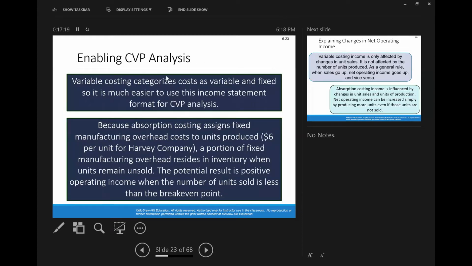So variable costing categorizes cost as variable and fixed, so it's much easier to use this income format for CVP analysis. Because absorption costing assigns fixed manufacturing costs to units produced, remember that $6 per unit for that company, a portion of the fixed manufacturing overhead resides in the inventory and stays there while they're unsold. A potential result is positive operating income when the number of units sold is less than the break-even point. We just walked through that scenario so you could see that.